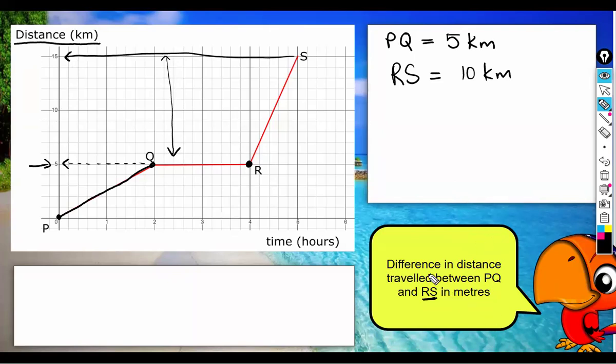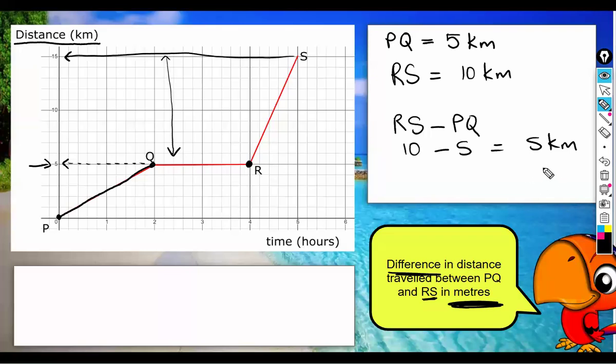They are asking you what's the difference between two of them. You know what difference means, right? To minus. So they're asking you to minus RS and PQ. That is all they're asking you to do. So 10 minus 5 is 5 kilometers. That is all. And then they want you to convert it to meters. How many meters in a kilometer? 1,000. So the answer is 5,000 meters.